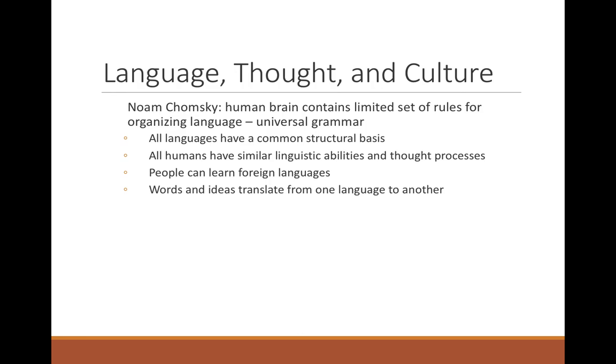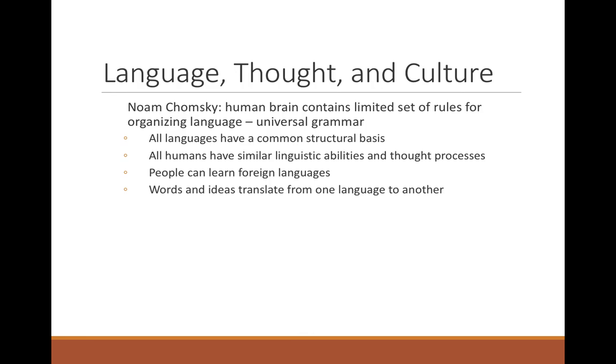He's also used the fact that all humans have similar linguistic abilities and thought processes as evidence for a universal grammar. So our grammatical structure would rest somewhere in our brains, in these universal components of our grammar. Another line of evidence is that humans can learn foreign languages, even foreign languages that are quite different linguistically and phonetically from the languages that we speak.